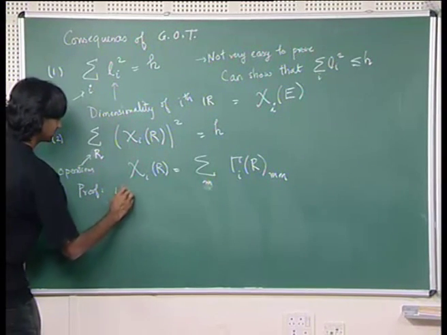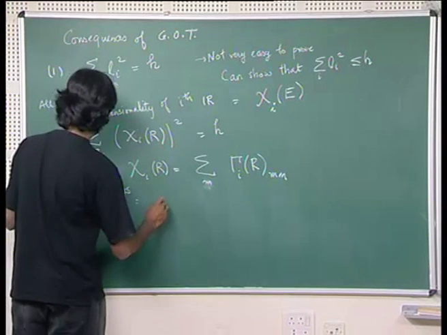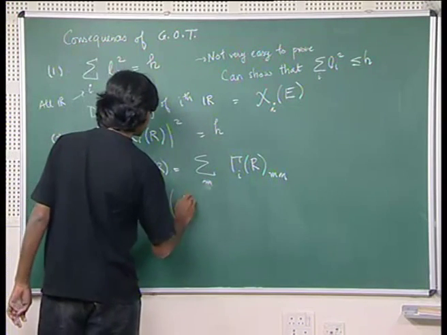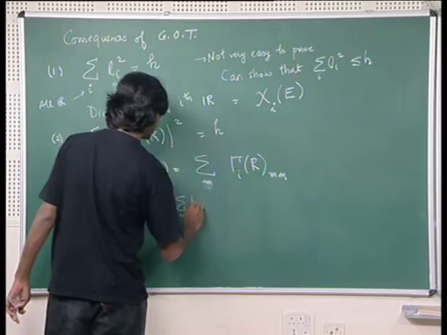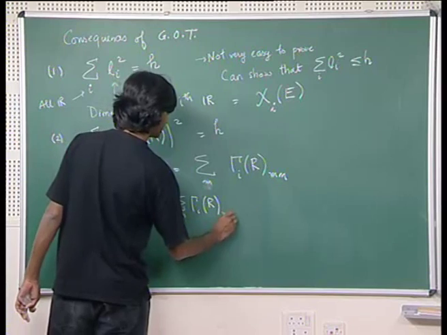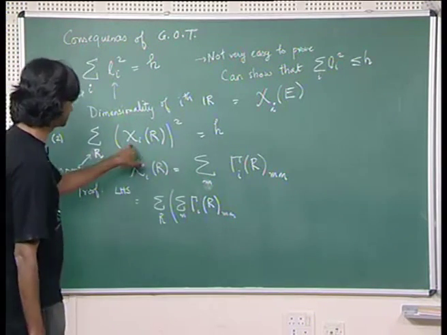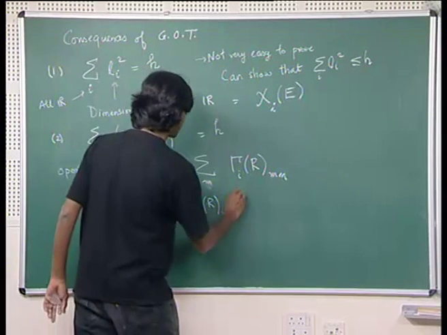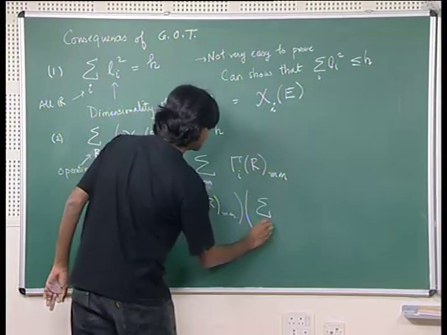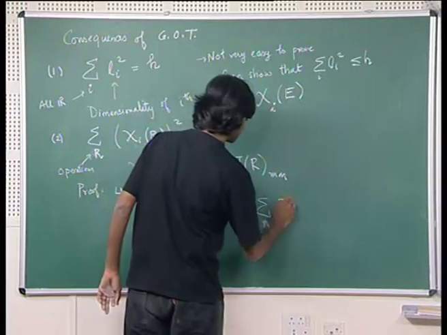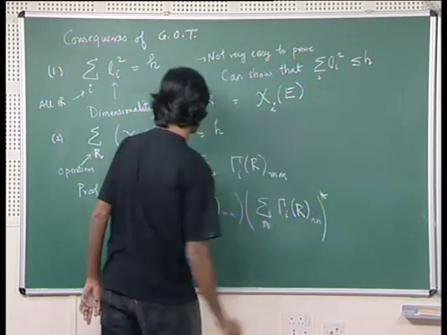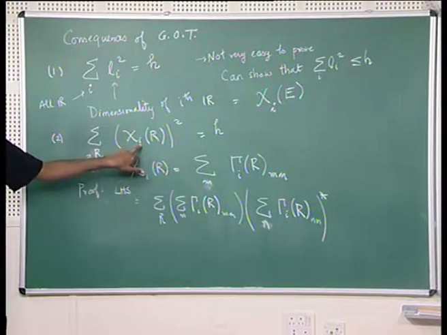The left hand side is equal to the sum over R, then the sum over m of gamma I of R m m, that is chi I of R, and chi I R squared is nothing but chi I R into chi I R star, sum over n, just to differentiate it from m, of gamma I of R n n star.